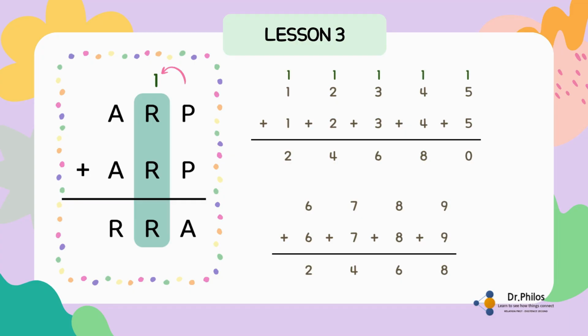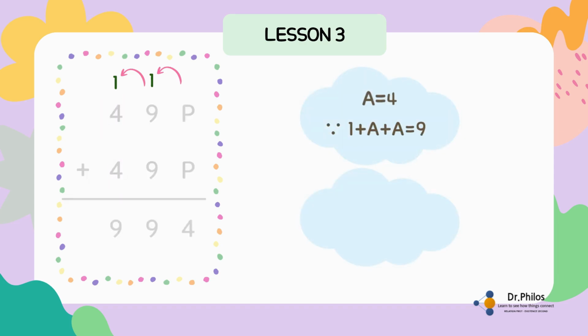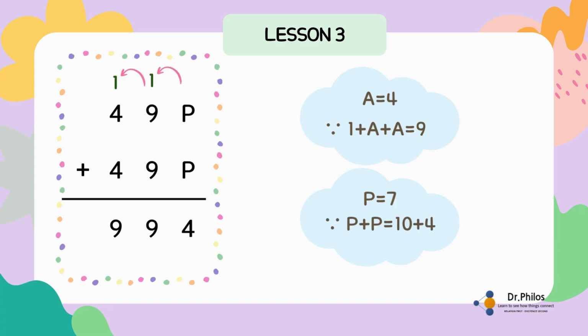Since there is a carryover of 1 from the ones place, I tried to find a number where the ones digit of 1 plus R becomes R. R can only be 9. Which letter did you find after R? A. Since there is a carryover from the tens place, and A plus A became 9, A is 4, and P is 7. Because the only number that can be added to itself to make a carryover and end in 4 is 7.